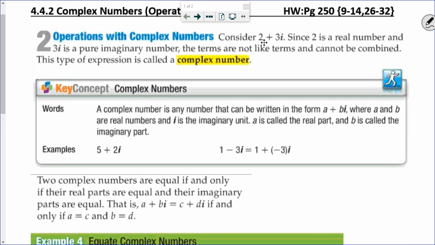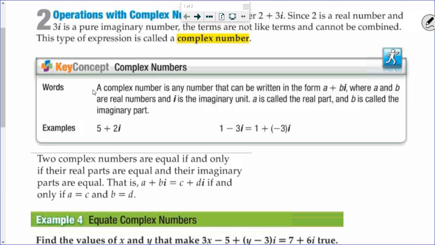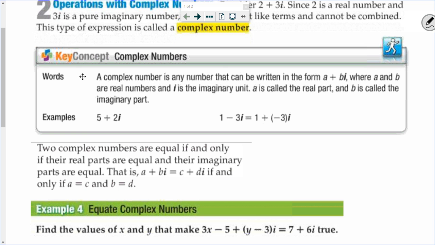Consider 2 plus 3i. Since 2 is a real number and 3i is a pure imaginary number, the terms are not like terms, okay? And they cannot be combined. This type of expression is called a complex number. Yesterday we worked with imaginary numbers like 3i, pure imaginary numbers. A complex number is a combination of a real number and an imaginary number. They're not like terms. Okay. Here you've got the definition of complex numbers.